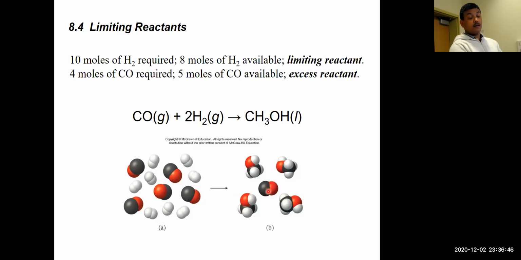So it is okay sometimes to have excess reactants if it is good for the overall production of the product in a cheap way or in an efficient way. But we just need to know which one is the limiting reactant to correctly predict how much product you're going to produce. Otherwise, your calculations are not going to make sense. So H2 is the limiting reactant and CO is the excess reactant.